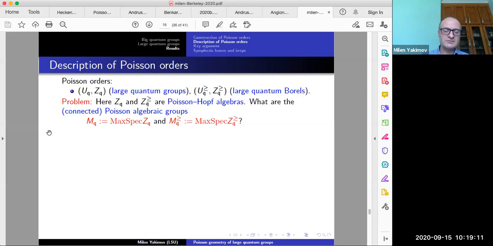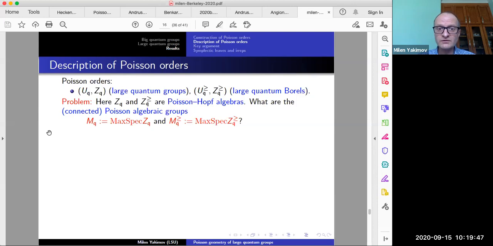The second part now is let's look at these Poisson orders and let's see what we can say about the Poisson Lie groups that are involved. So we have two kinds of Poisson orders. One is the large quantum group, and the second is the large quantum Borels. And in the paper, we also have the large unipotent groups, which I skipped from the top. So here we know that the center ZQ and ZQ greater or equal than 0 are Poisson-Hopf algebras. Just like I mentioned, Cole used this in a very essential way to study the tensor products of representations.